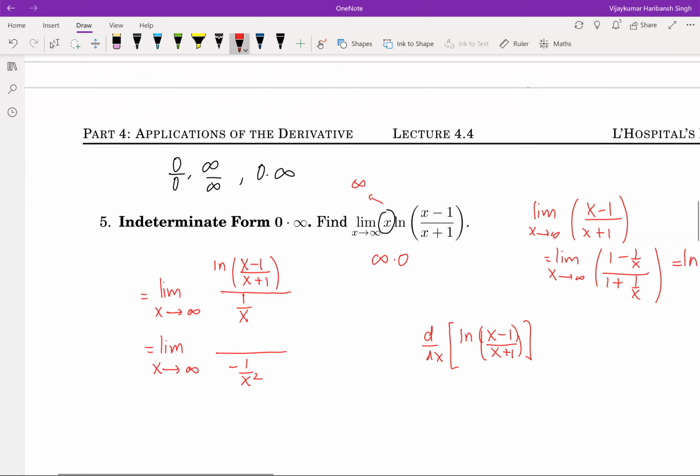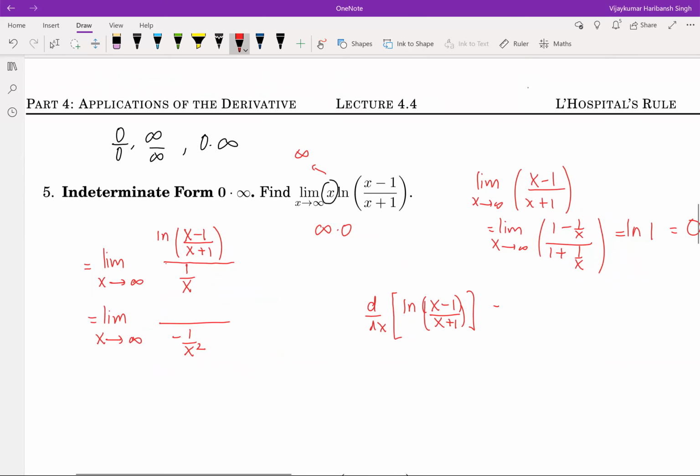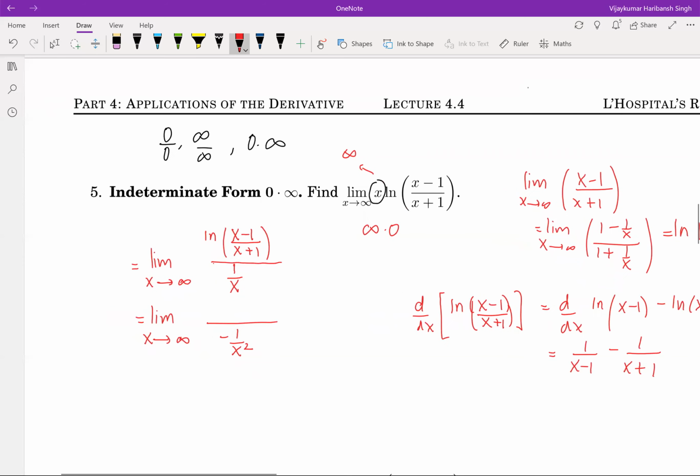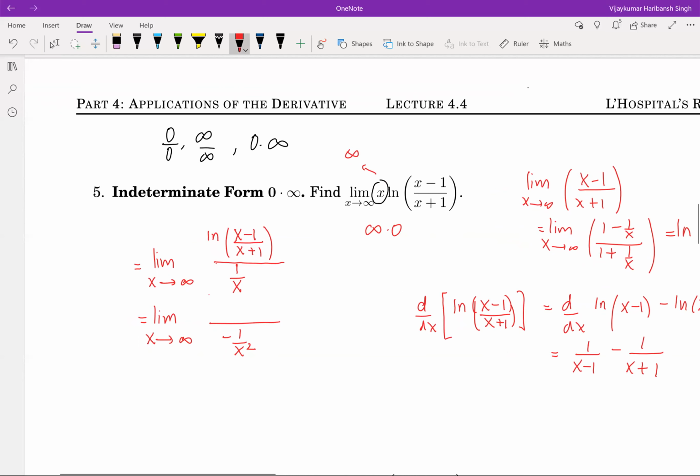First of all, even before I take a derivative, I will use some property of ln. So this is d by dx of ln of x minus 1 minus ln of x plus 1. That bracket part is unnecessary. So let me just erase that. And now the derivative of ln of x minus 1 is 1 upon x minus 1, and the other one is 1 upon x plus 1, right? So now I can write that directly here. So I get 1 upon x minus 1, minus 1 upon x plus 1.